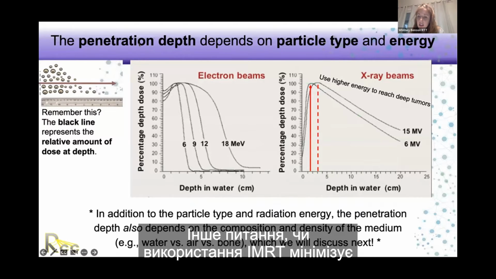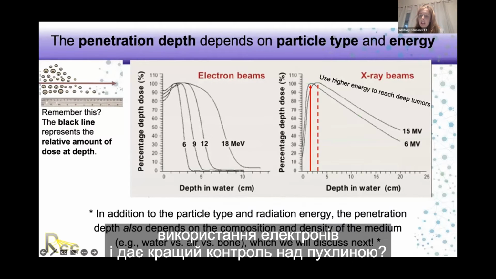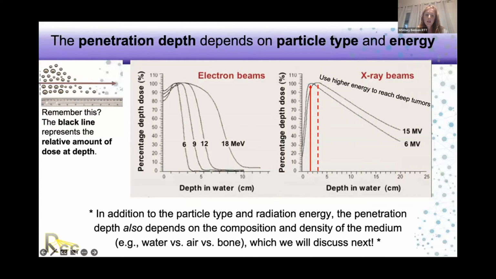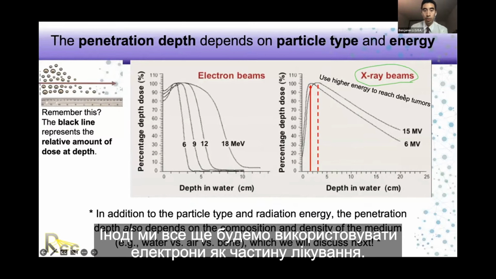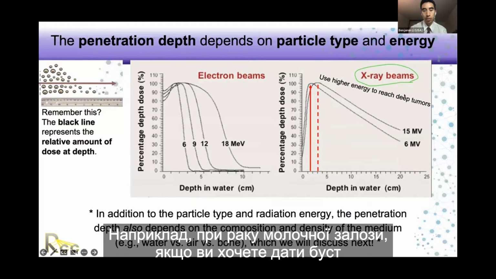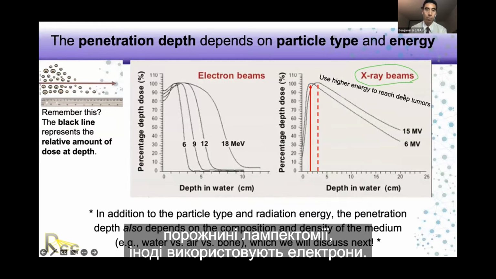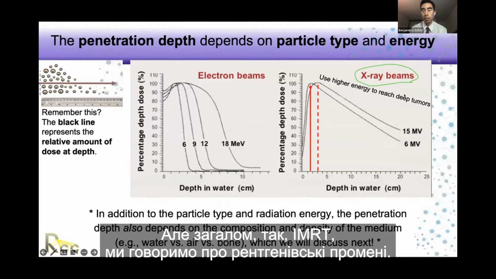Another question: does the use of IMRT minimize the use of electrons and give better tumor control? The use of IMRT is with photons. Sometimes we'll still use electrons as part of the treatment. For instance, for breast cancer, if you want to give a boost to the lumpectomy cavity, sometimes they'll use electrons. But generally, yes, with IMRT we're talking about X-ray beams.